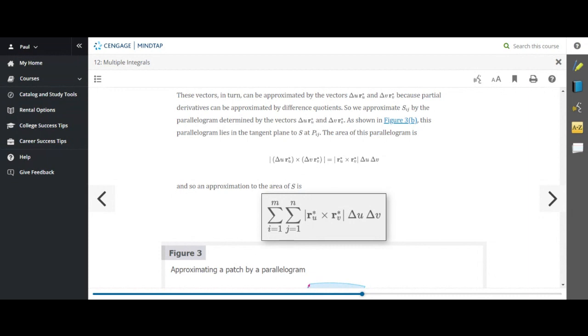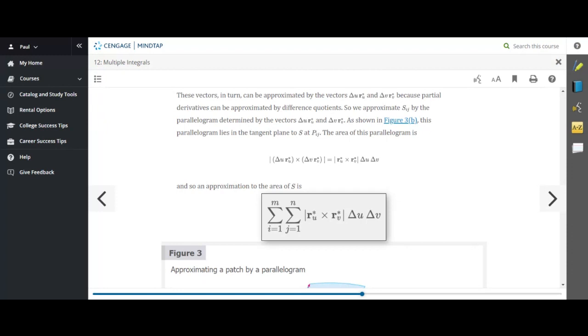And again, the delta U and the delta V are just factors that multiply the vectors to make the parallelogram. The parallelogram is created by the two tangent vectors, but we make the parallelogram smaller by taking little multiples of those vectors: the delta U times the one tangent vector, and the delta V times the other tangent vector.